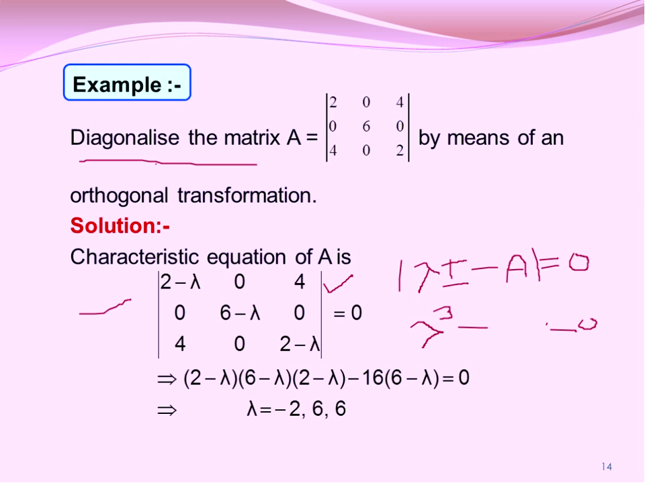There is a 3 by 3 determinant, so we form a cubic equation, lambda cube minus something is equal to 0. So there are 3 roots. When you solve, lambda is equal to -1, lambda is equal to -2, lambda is equal to 6, lambda is equal to 6. So the roots of the characteristic equation are -2, 6, 6. These are called the eigenvalues.